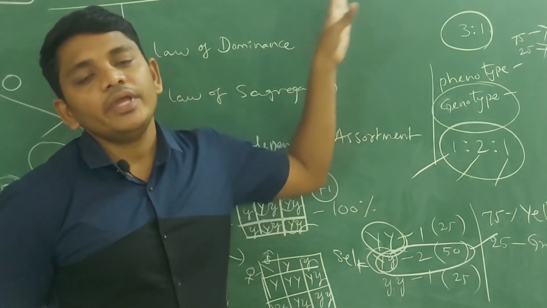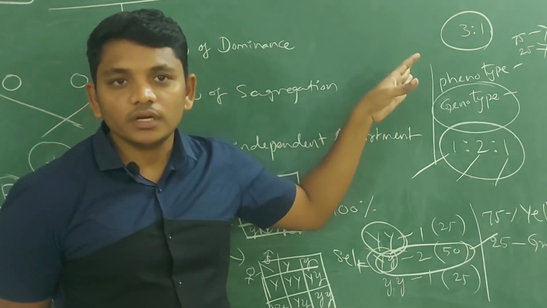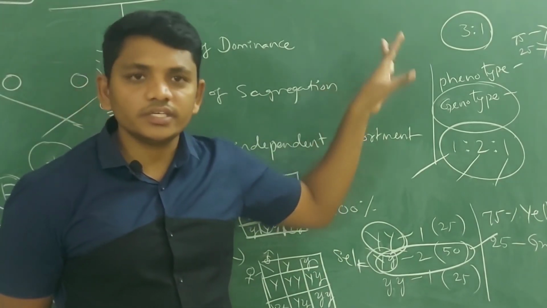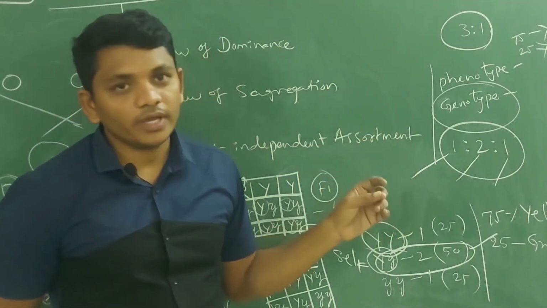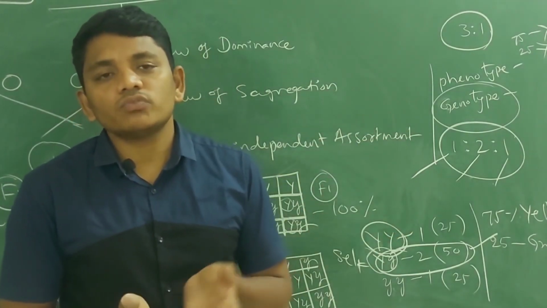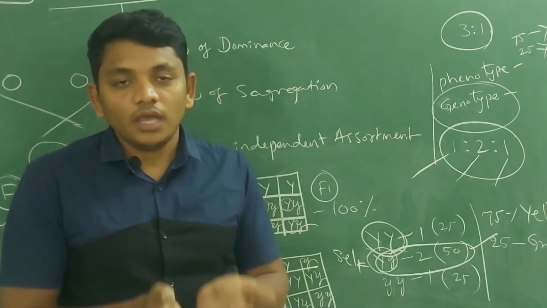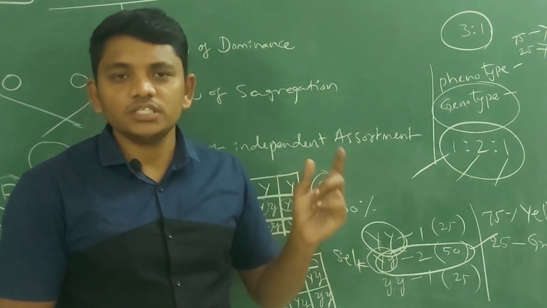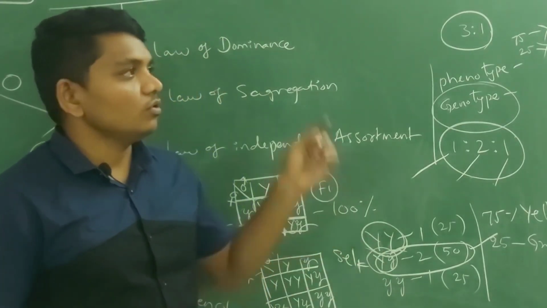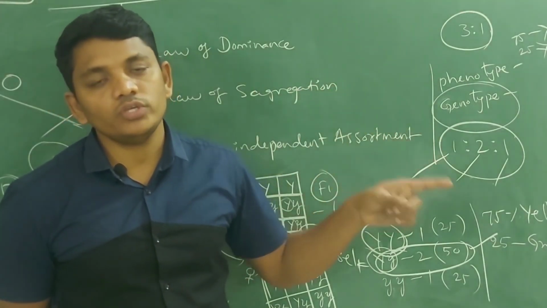Phenotype means appearing characters, that means 75% yellow and 25% green, indicating 3:1. And in the genotype, pure yellow is 25%, impure yellow is 50% and pure green is 25%. This is the ratio 1:2:1. So the phenotype ratio is 3:1. Genotype ratio is 1:2:1.